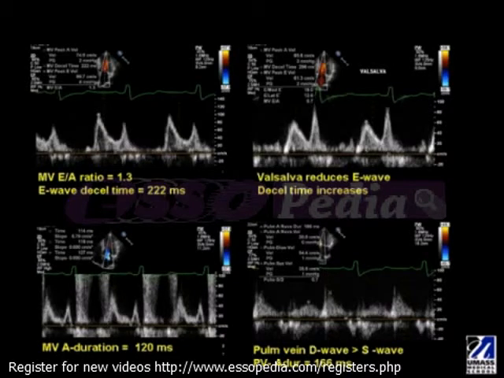And then off to the right, you see that the pulmonary vein D wave is greater than the S wave, and the pulmonary vein A duration equals 166 milliseconds.